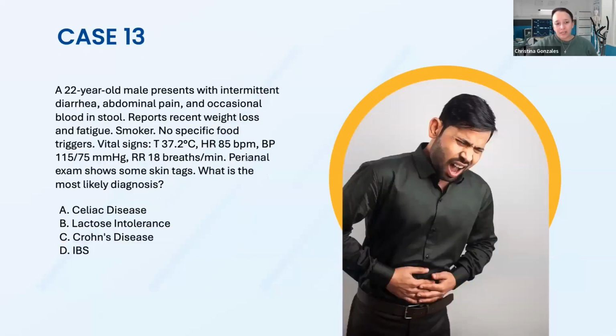All right, 5 more cases. We have a 22-year-old male, intermittent diarrhea, abdominal pain, and occasional blood in the stool. He reports a recent weight loss and fatigue. Okay. He's a smoker and no specific food triggers. So we look at vital signs. They don't look too bad.